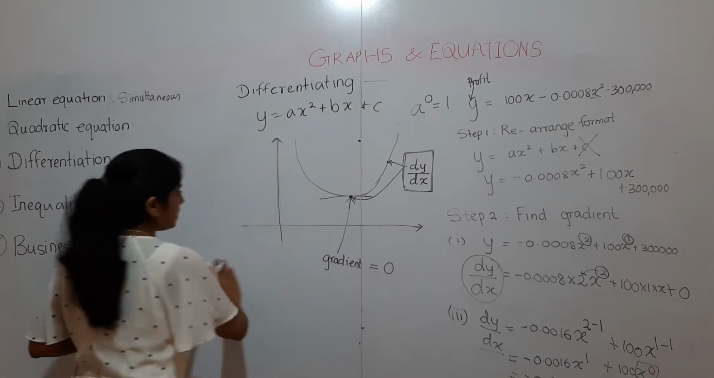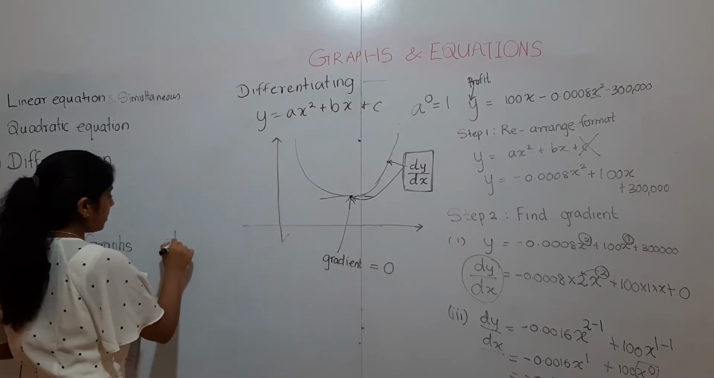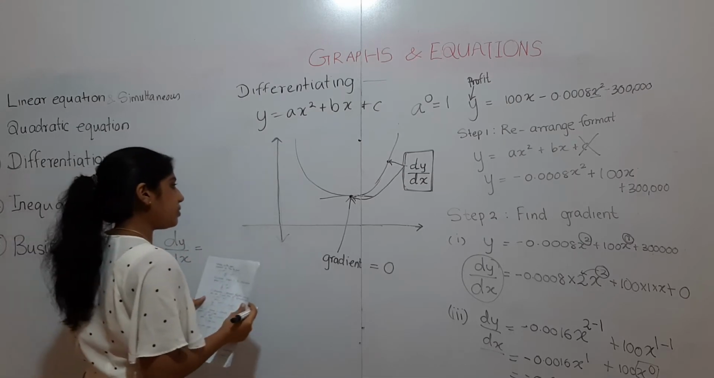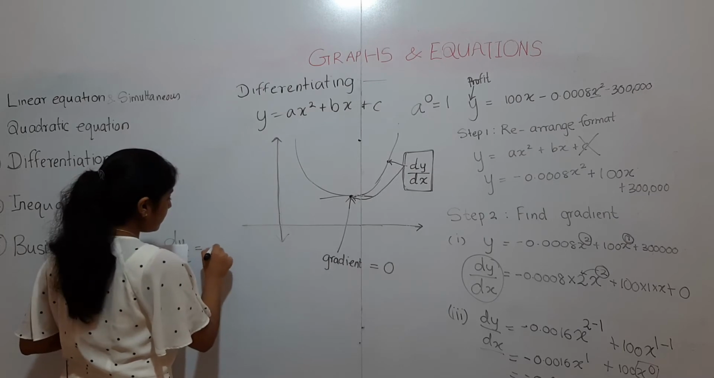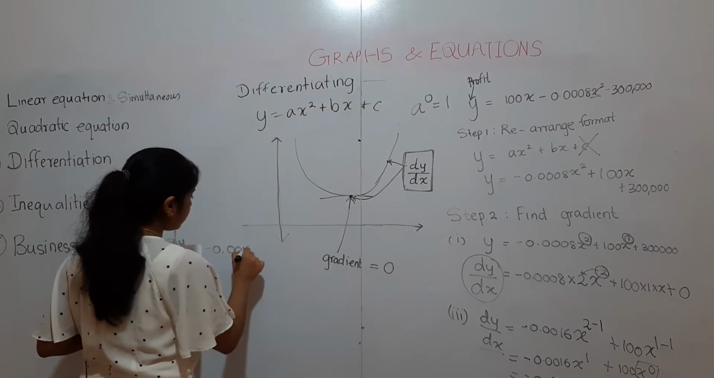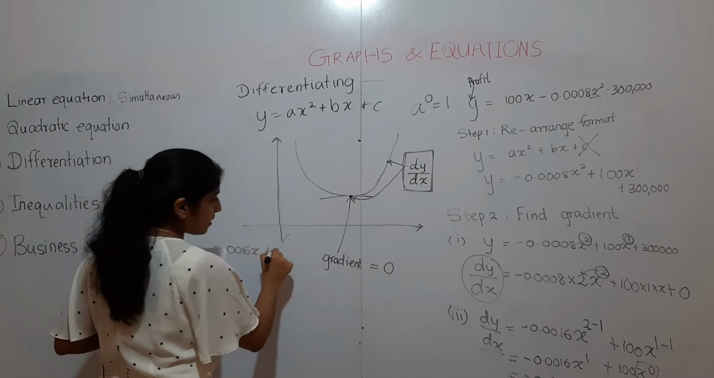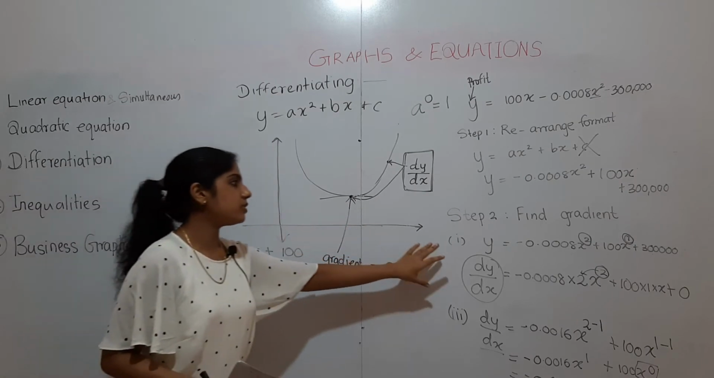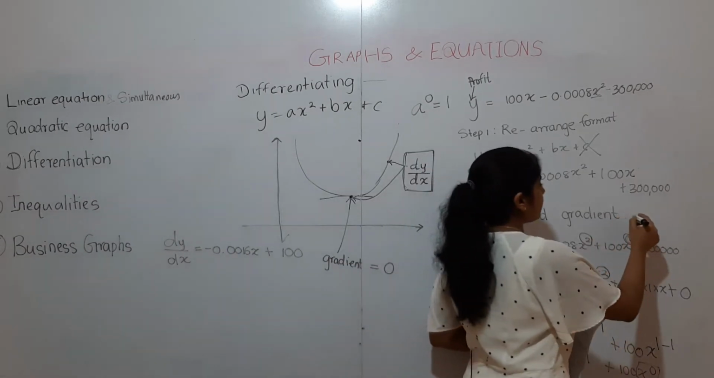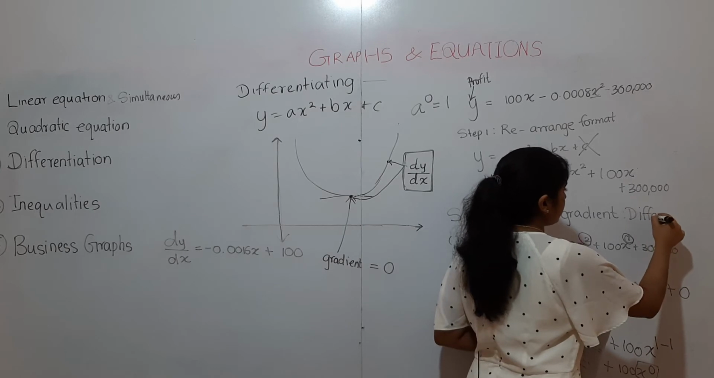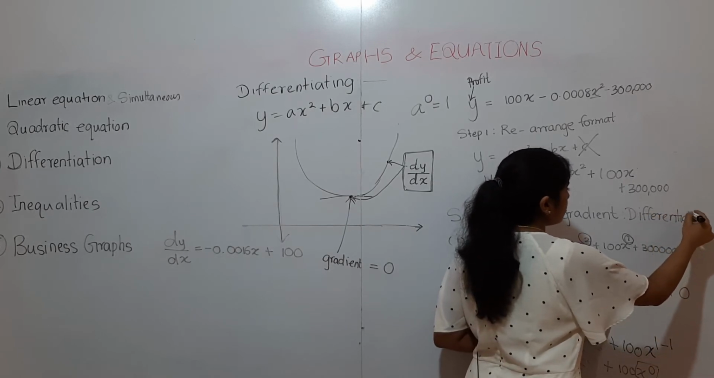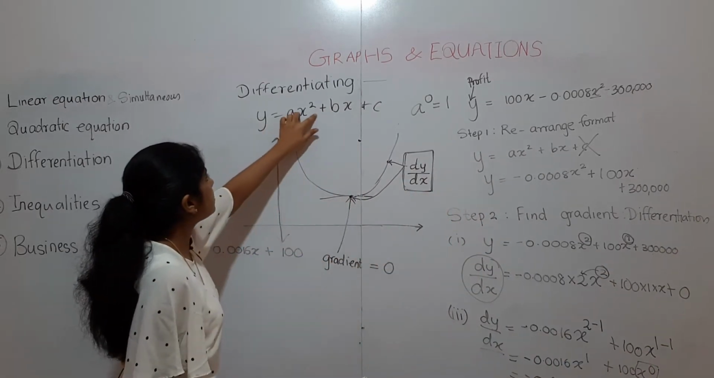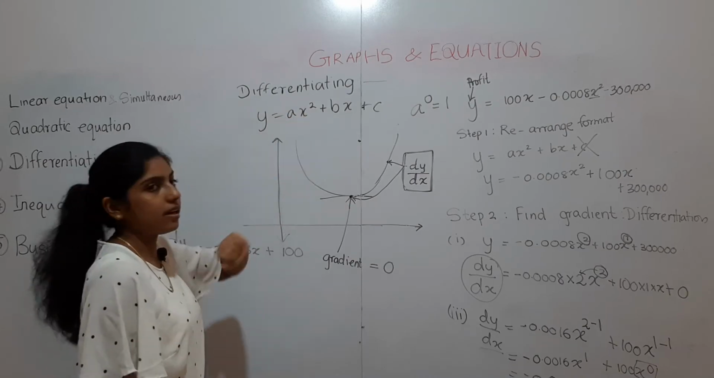So what is our differentiated equation? dy over dx. The differentiated profit equation is minus 0.0016x plus 100. See, a 3-step process to finding the gradient via differentiation. And this applies only to parabolas identified based on this format of equation where you get a square.